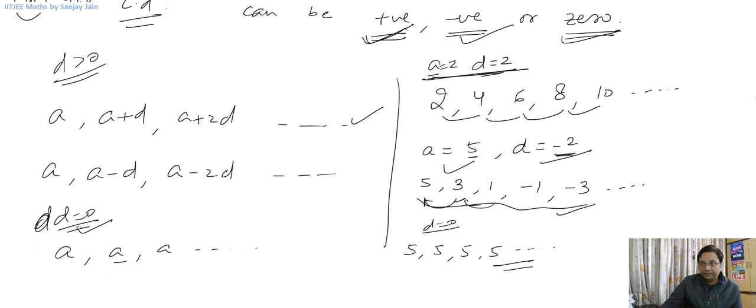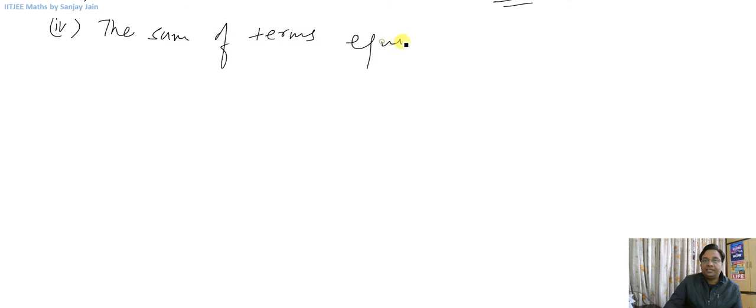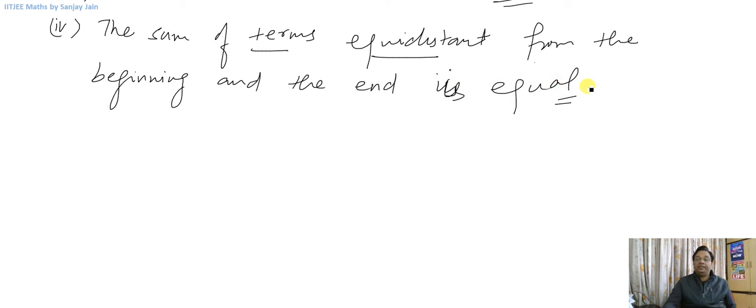One more thing that we have already discussed that I would like to write as a highlight, that the sum of terms equidistant from the beginning and the end is equal, right? This is another highlight of an AP.